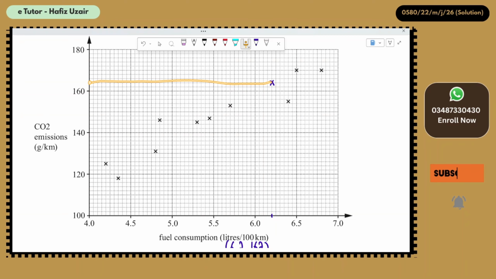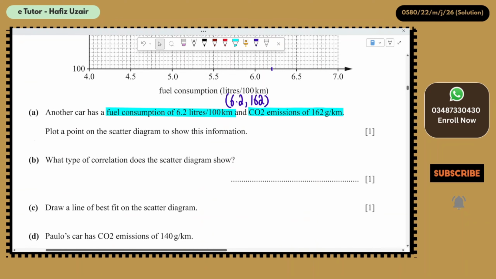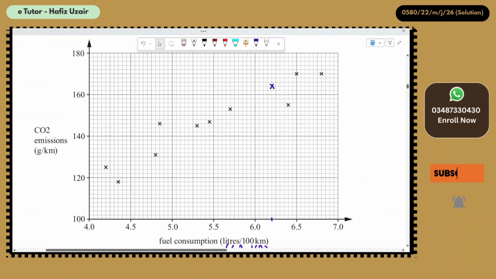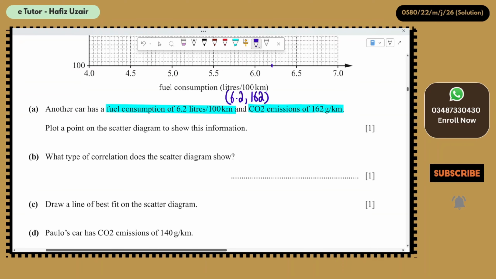All right. Now let's move to B part. So what type of correlation does the scatter diagram show? So you can see that as the fuel consumption increases, just like for this point, fuel consumption is low, so CO2 emission is also low. For this point, if fuel consumption is more, CO2 emission is also more. So we can say the correlation is positive.